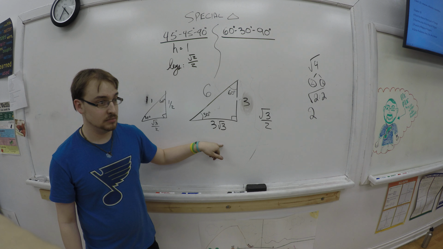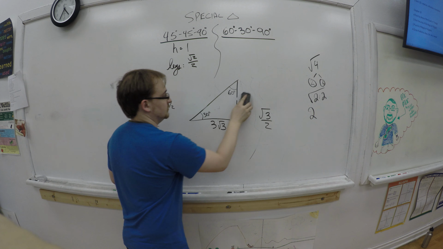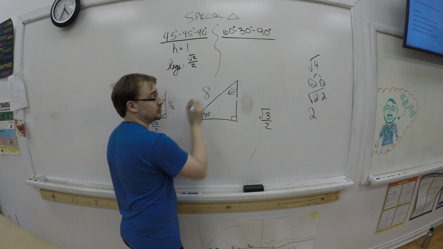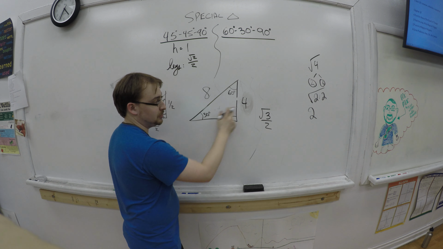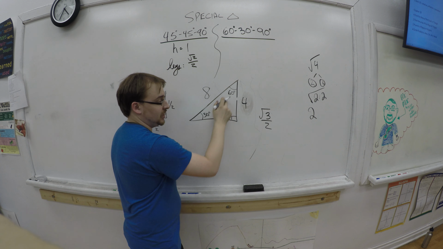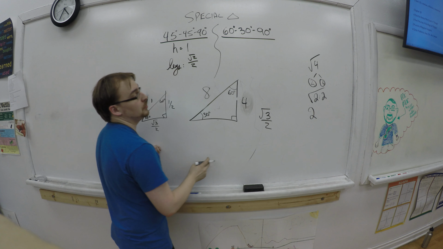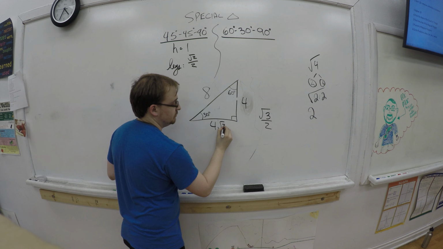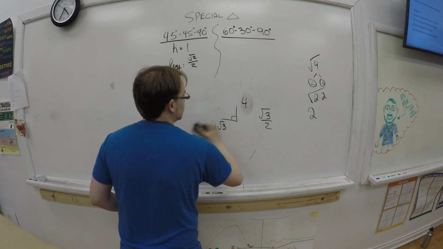Let's do another example. If the 3 right there was 4, it would be 4 times root 3. In your example, the hypotenuse is 8, which means this is going to be 4, because it's half of the hypotenuse, the opposite of 30. Now to find the 60 side, we could either do Pythagorean theorem and do all that nonsense, or we could remember that whatever the 30 side is, we just multiply that by root 3. Ta-da! Genius. Now I'm going to throw a weird one at you.